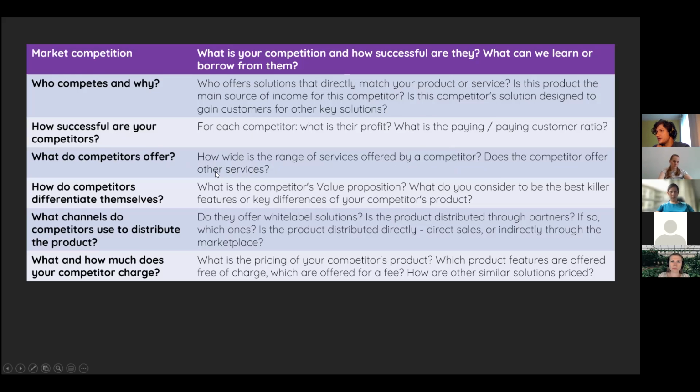Does the company offer other services? Also, I think this corresponds to the first question, but not all the competitors, of course, are one-product companies. And how do competitors differentiate themselves? What is the competitor's value proposition? What do you consider to be the best killer features or key differences for your competitor's product?